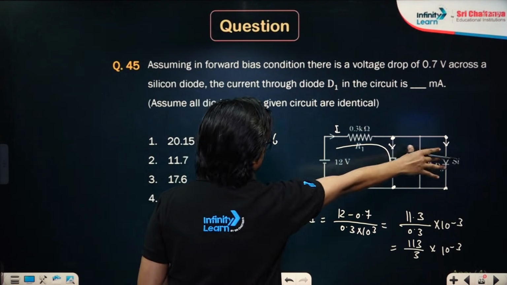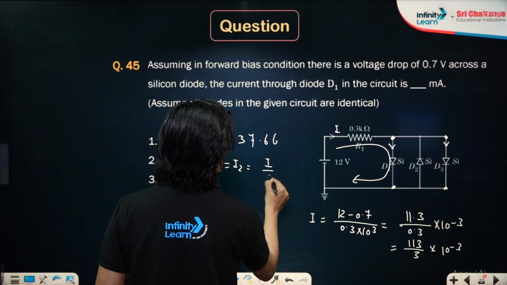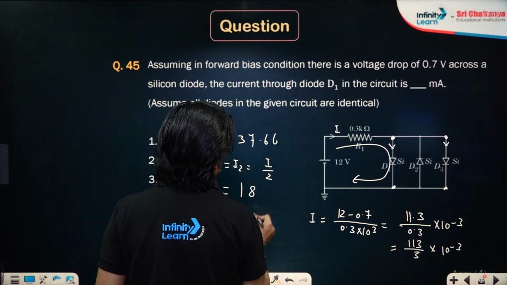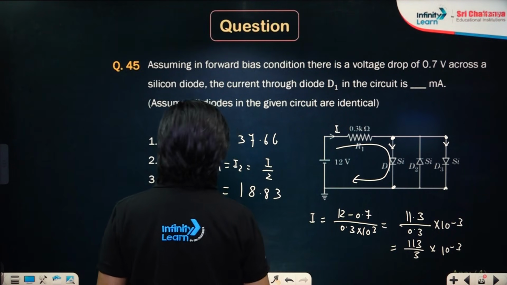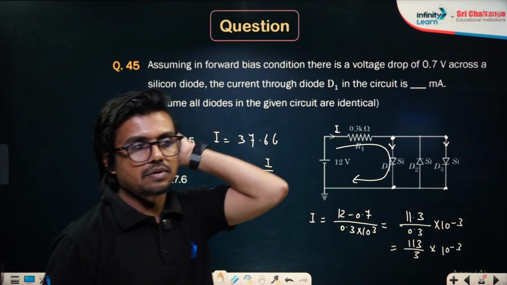and this current will get divided into two parts. So I1 and I2, they both are half of I. So 1, then 8, then 8, then 3, so 18.8. Fourth one, that will be the right answer for it.